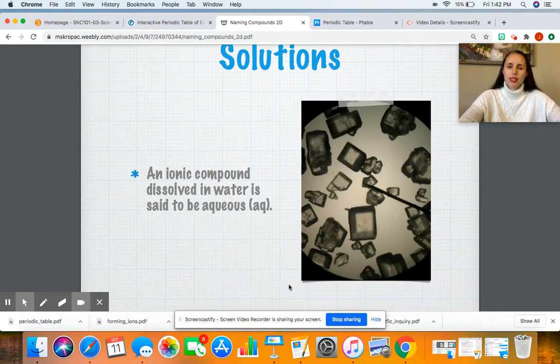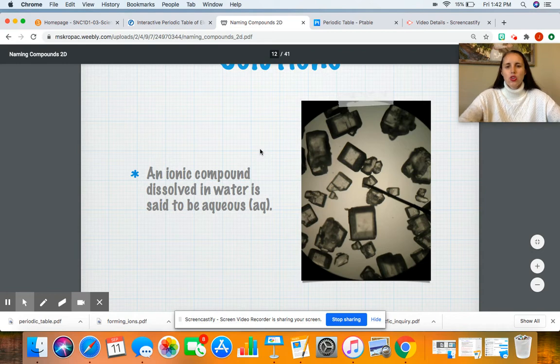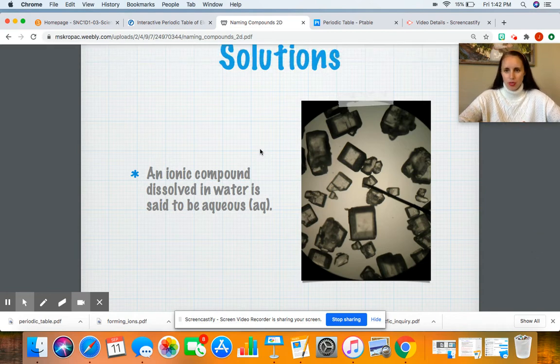Since ionic compounds tend to dissolve easily in water, they form what's called solutions. If you've ever tried to dissolve table salt, sodium chloride, into water, it dissolves quite easily, and that's going to create a salt water solution. You might have heard that term before, salt water solution. That's just sodium chloride, an ionic compound, dissolved into water.